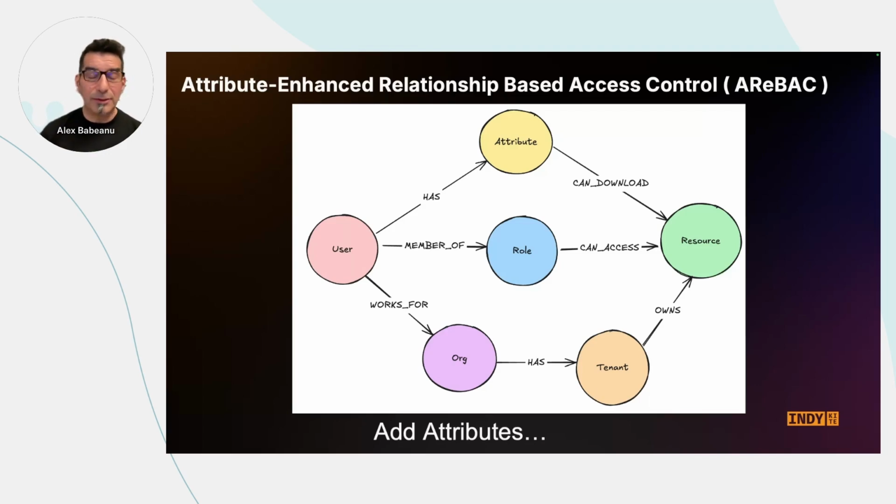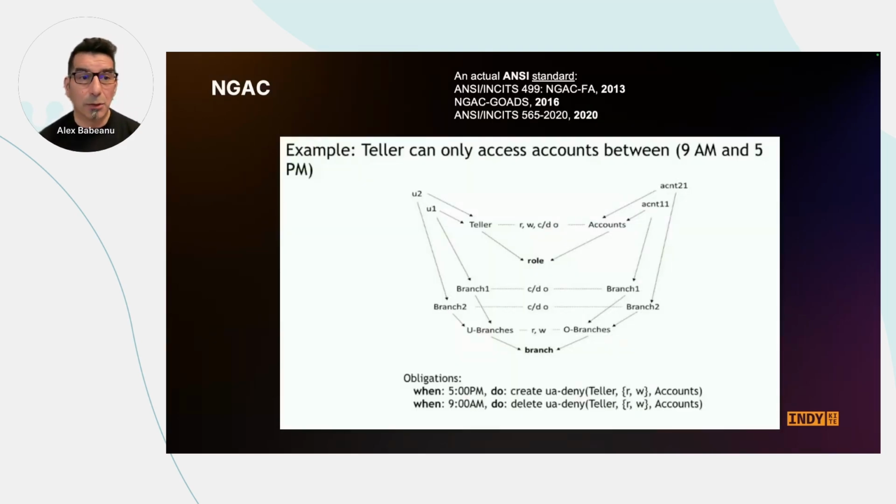So at this point, there's another model that is quite popular and you might have heard about. It's attribute-based access control, or ABAC. And there is also a way to produce ABAC within a graph. And for that, we need to look at something called NGAC, or Next Generation Access Control. This is where it gets a little spicy. This is actually an ANSI standard.